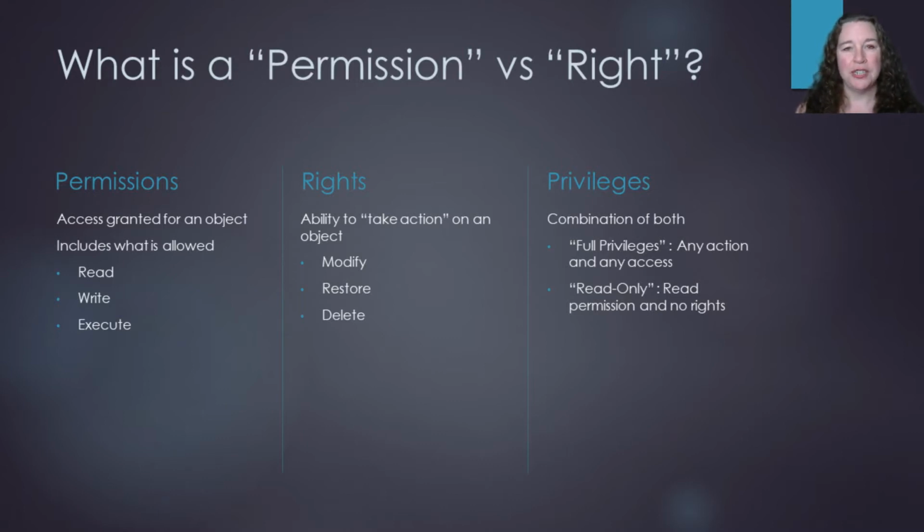rights. Privileges are considered a combination of both, such as full privileges, which could be any action or any access. We could have read-only permission, where you have the permission to read, but don't have any rights to take any action on those objects. So a privilege is kind of a conglomerate term that we use to easily describe a combination of permissions and rights. Sometimes you might have the ability to modify without having the ability to delete or restore, or you might have the ability to read and write, but not delete. So different possible options for privileges, which would be a combination of both permissions and rights.